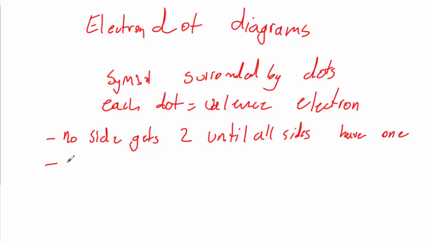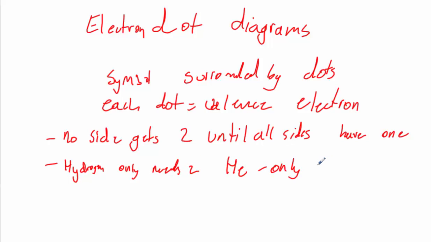And you can never have more than 8. No sides get 2 until all sides have 1. No more than 8. Hydrogen breaks this rule. Hydrogen only needs 2. Helium also breaks the rule.